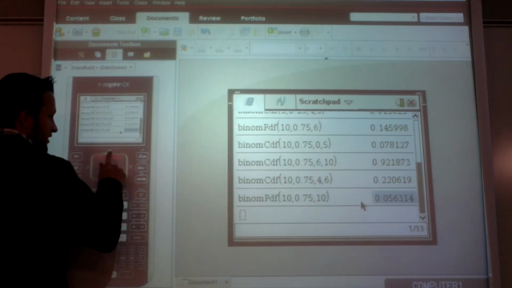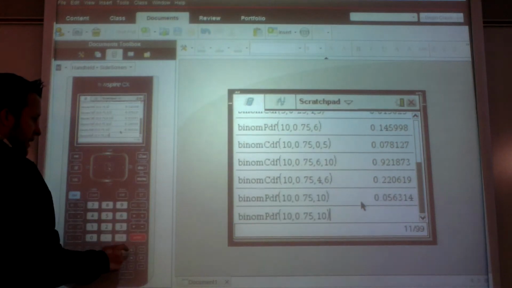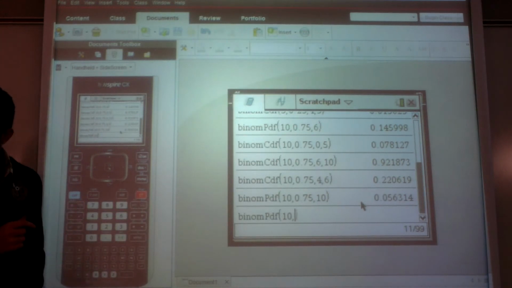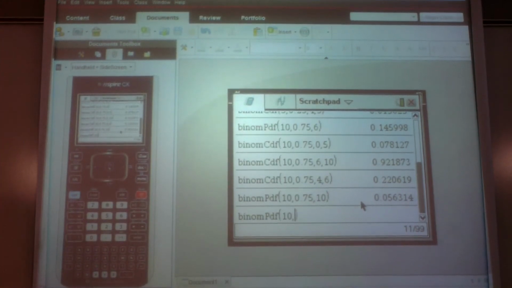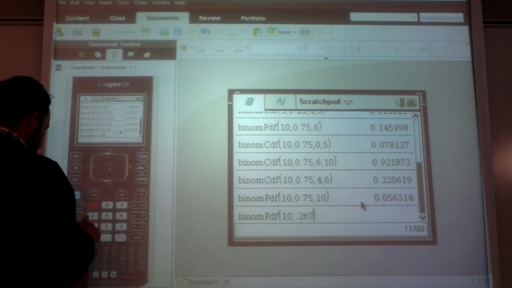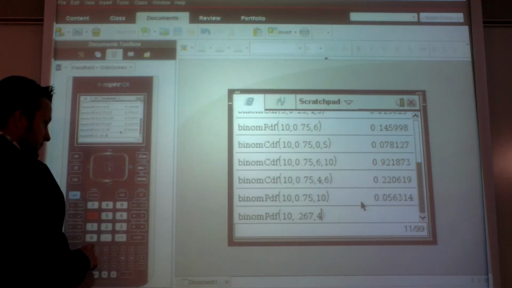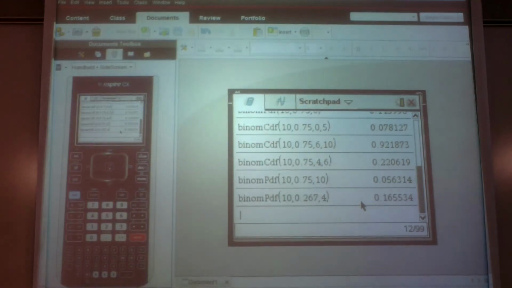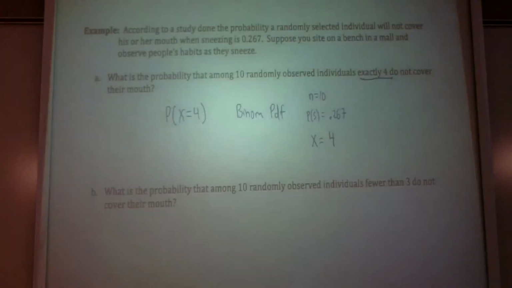I'm just going to come up to this one we did just barely and copy that down. So we're still talking about 10 people. Our probability of success, I have to check that, was that 0.267? Yeah, 0.267. And we said, what's the probability that exactly 4 do not cover? I'm going to put that in and get 0.166. So about a 17% chance that exactly 4 will not cover their mouths. And those 4 people are about to get slapped. Okay, so there's 0.167.